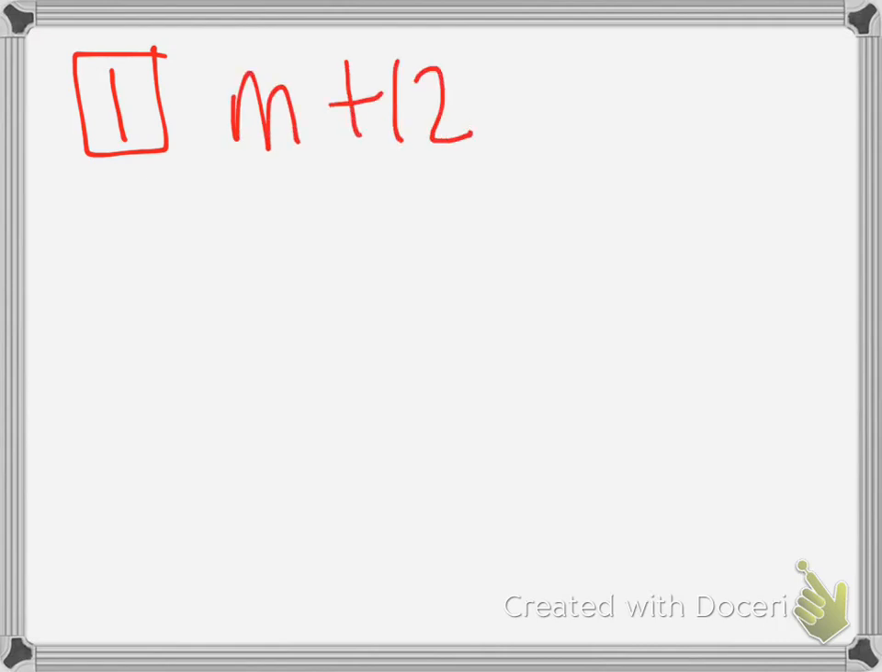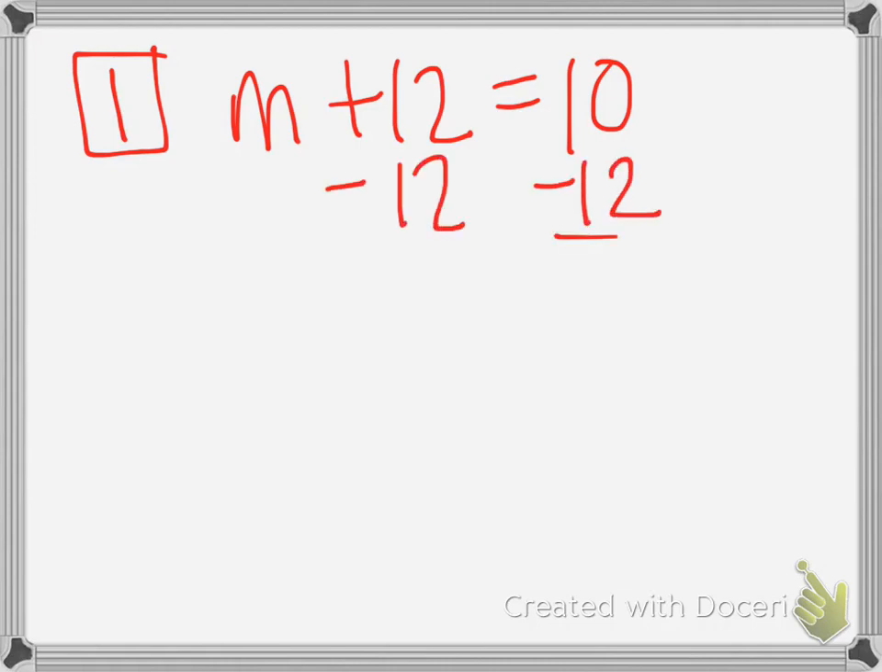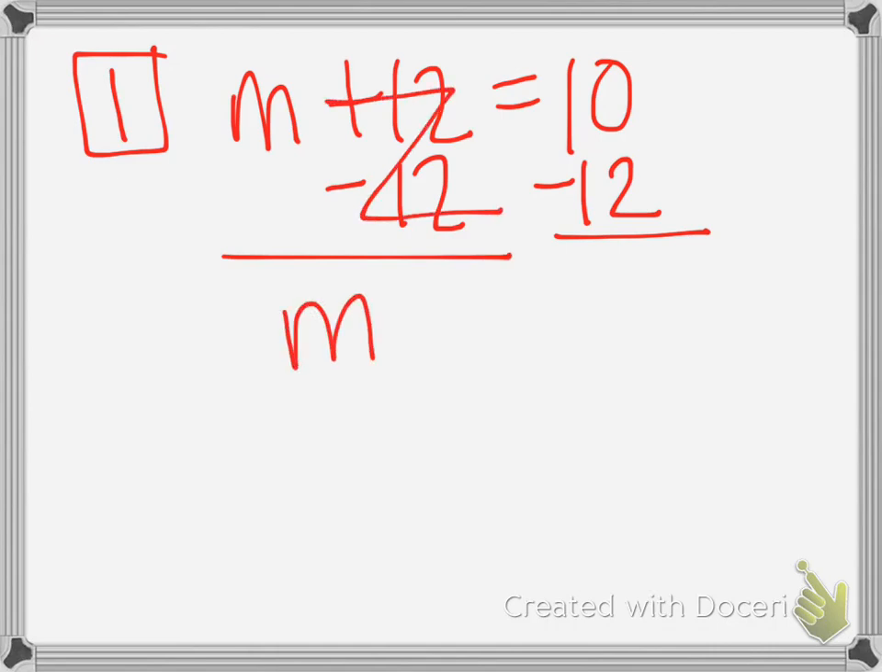Number one says m plus 12 equals 10. Okay, to solve this, the first thing we're going to do is get rid of that plus 12. This is a review from last week. So if I've got addition, the way to undo it is to subtract. This makes a zero pair, so I get m equals negative 2. When I say zero pair, that means when you add them together, you get 0. So if you make this little z, it helps you know that that is 0. So m equals negative 2.